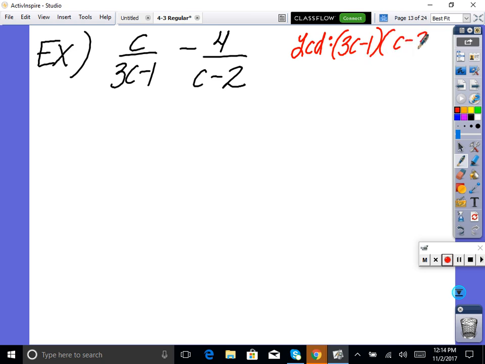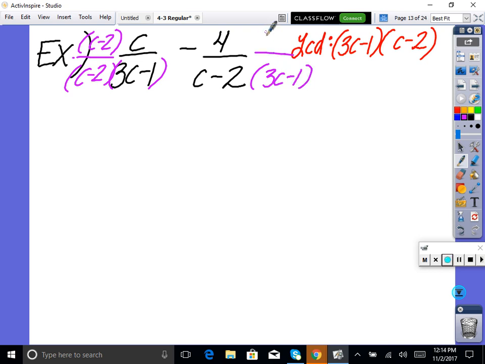Then we have a c minus 2. So now, I'm going to multiply by c minus 2, aren't I? Parentheses are very necessary. Then right here, I'm going to multiply by 3c minus 1. Now, this should be throwing red flags in your face because it's subtraction, and that's what people miss.